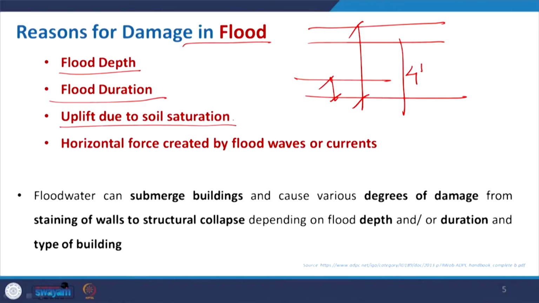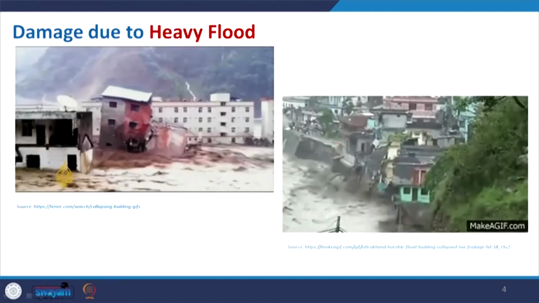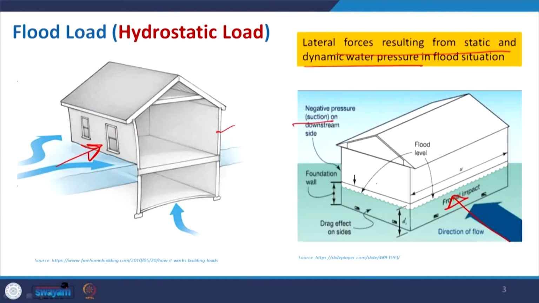Then uplift due to soil saturation, that is also related to liquefaction. Whenever a flood stays for a longer duration, this kind of scenario will happen. Then horizontal force created by the flood waves or current. This is what you can see in these two images, and what I have described here: the direct thrust and the negative suction at the back where the flow is being obstructed by a building.